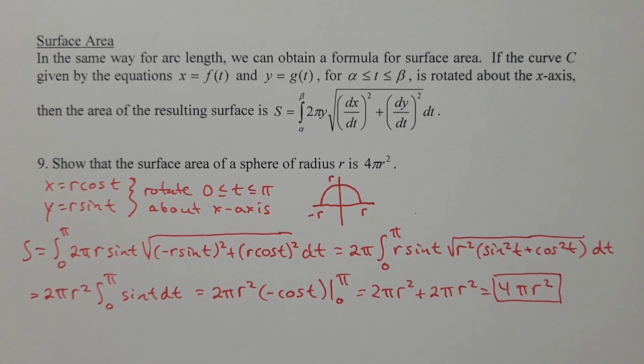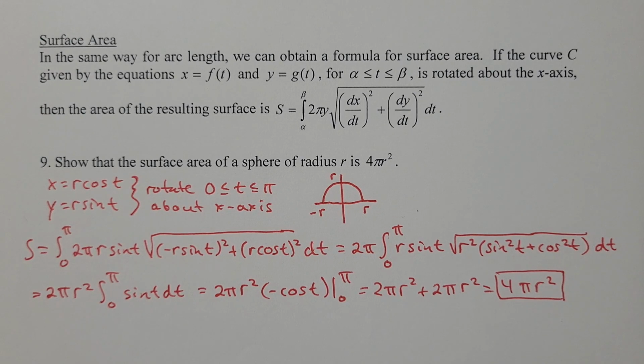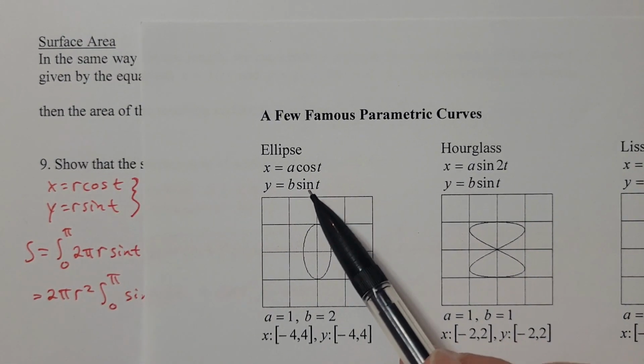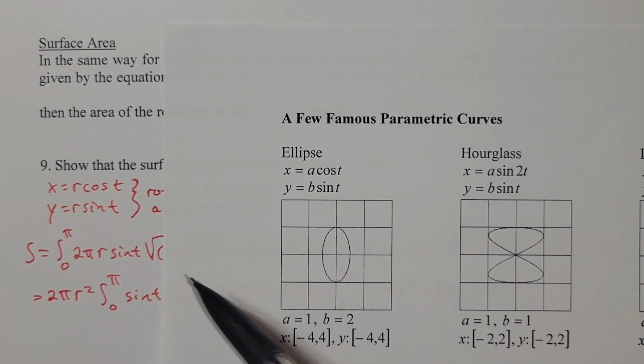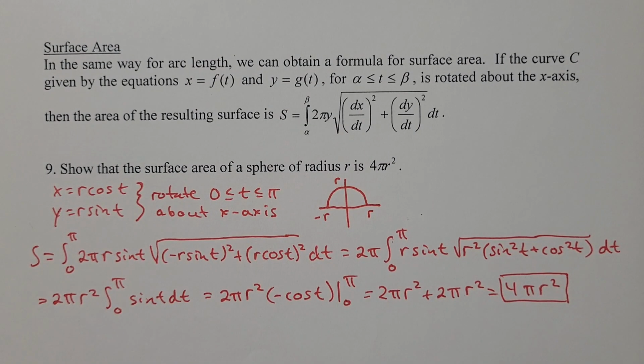So let's see, in problem 9, we want to show that the surface area of a sphere of radius r is 4 pi r squared. Now, to do that, we're going to use the parametric equations x equals r cosine t and y equals r sine t. So that'd be a circle. And I know that because if a and b are the same number in the ellipse, you get a circle. Now, by the way, these parametric equations are going to be very important to us in the next section, so those should be memorized.